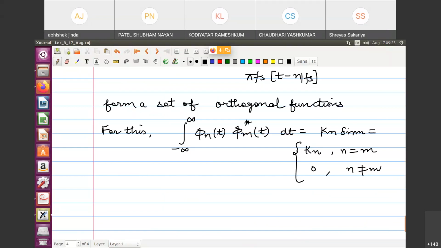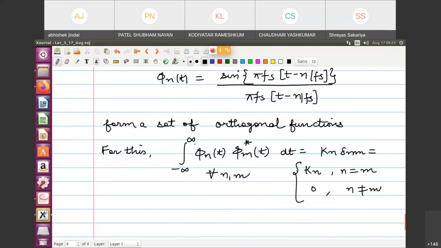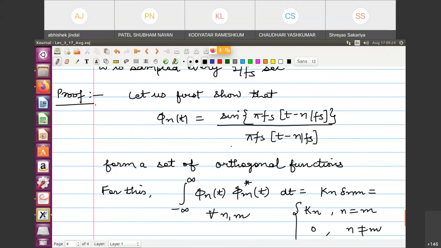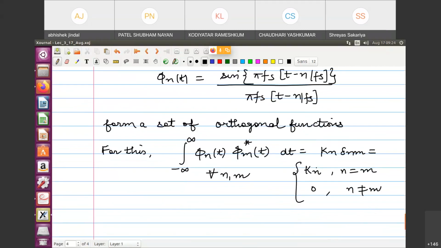Because this is the definition of the delta function: basically, it is 1 if n is equal to m, and 0 if n is not equal to m. So using that definition, we write it. If m is equal to n, then this gives me a non-zero value, and if n is not equal to m, I get 0. And this should be true for all n, m pairs. If this is satisfied by phi n(t) and phi m(t), then they form a set of orthogonal functions.